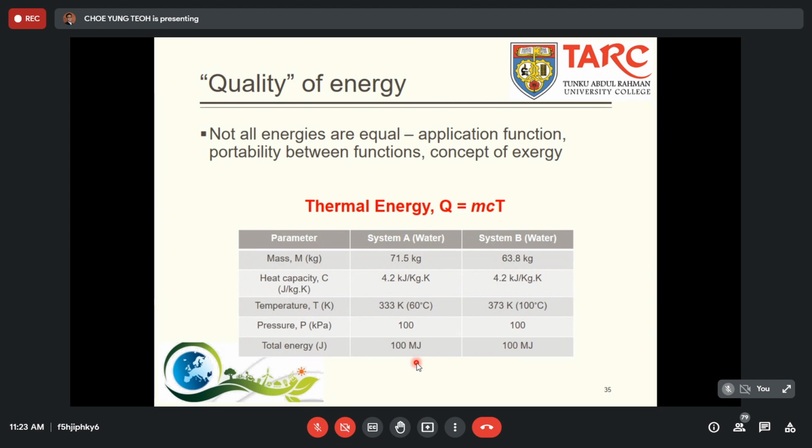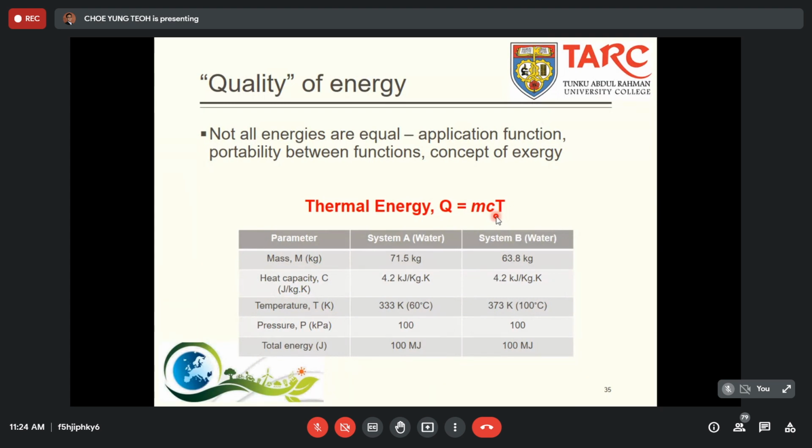Okay, so here I give you two scenarios. We have system A and system B, both are water. If I want to calculate the total energy in the water, let's say the water is stationary, right? You do not have potential energy. So the only energy you have in the water is the thermal energy, heat energy. In order to calculate heat energy, we have a general equation: Q equal to mcΔT. Q is the total thermal energy, m is the total mass of the water, c is the specific heat capacity of the water.